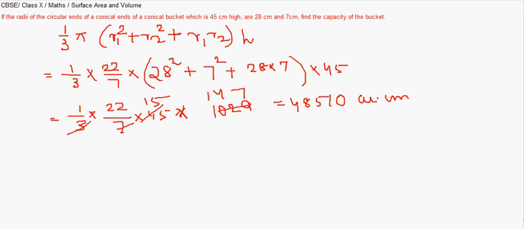Now I move on to another question which reads like this. Based on the same volume formula, the perimeters of the ends of a frustum are 48 centimeter and 36 centimeter. That means the radii here are not directly given. We have to find the radius first and then we calculate the volume.